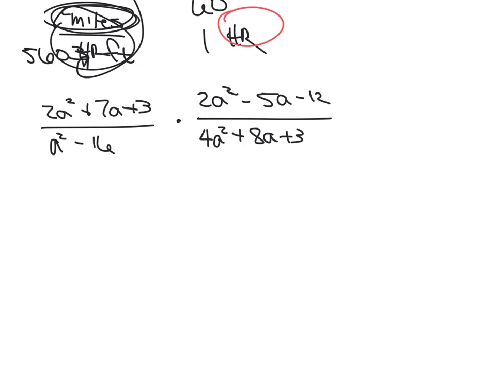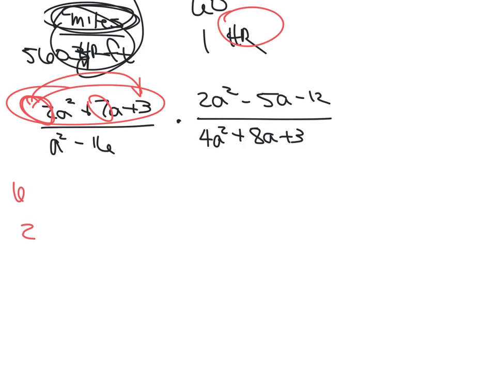Okay, so let's take the top one here and factor it. So remember, when you have a number in front of the a squared or x squared or whatever, you have to take that times that and get 6 and find two numbers that multiplied will give you 6 and added will give you 7. And in this case it ends up being 6 and 1. 6 times 1 is 6. 6 plus 1 is 7.